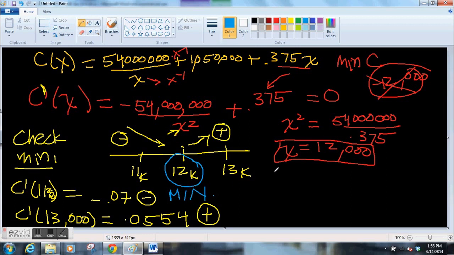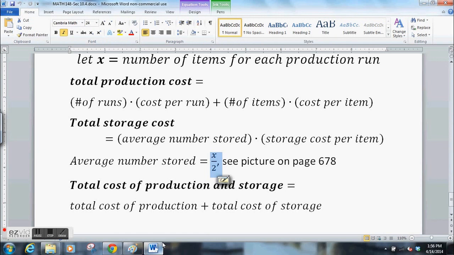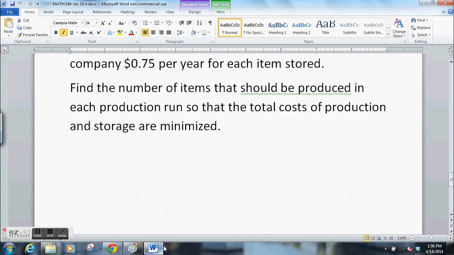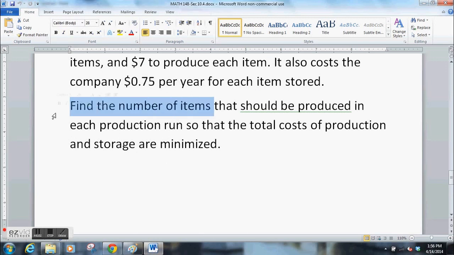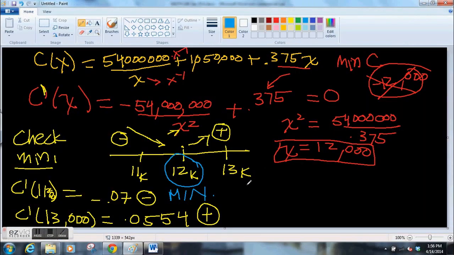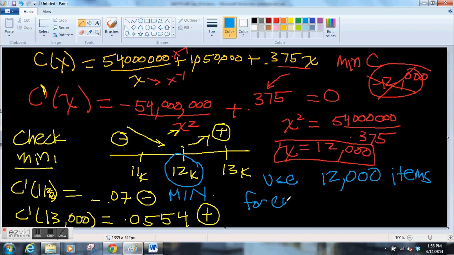So now we are ready to answer our question. At this point, I like to go back. It's helpful to quickly check the problem to see what they asked for. Find the number of items that should be produced. Okay, so all you have to do is find the number of items. You don't have to find the storage cost or anything. So our final answer is use 12,000 items. That's the end. 12,000 items for each production run. Sorry, my handwriting looks really messy. Production run. And that is your answer.